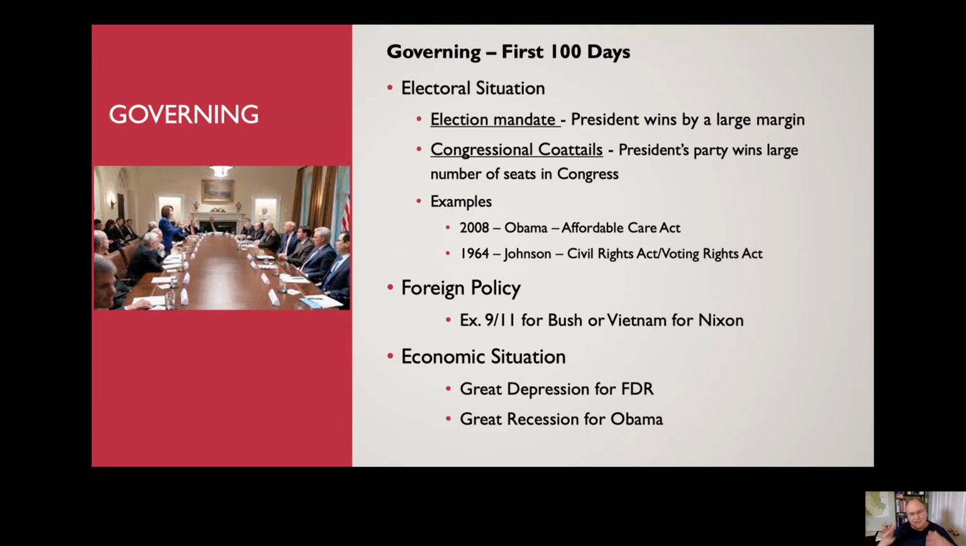And then also economic situations can be something that presidents have to deal with in their first 100 days. When FDR, Franklin Delano Roosevelt, came into office, we were in the middle of the Great Depression. So we had to make bold moves in those first 100 days to address it, and same with President Obama with the Great Recession. We had just had this housing collapse and economic fallout right before the election. So that was obviously going to be their top priority.